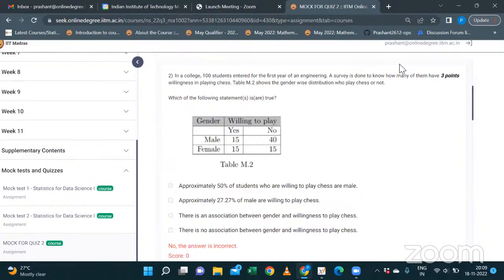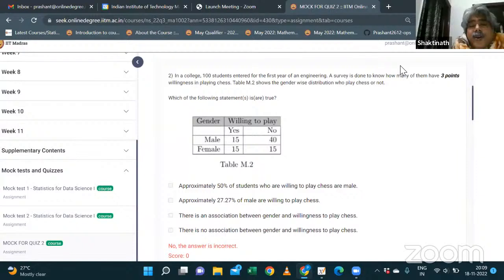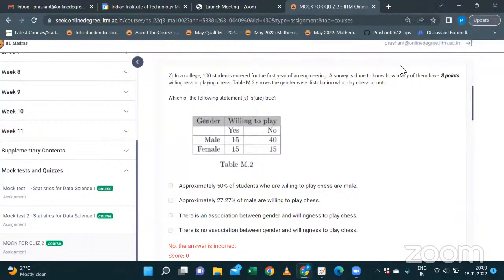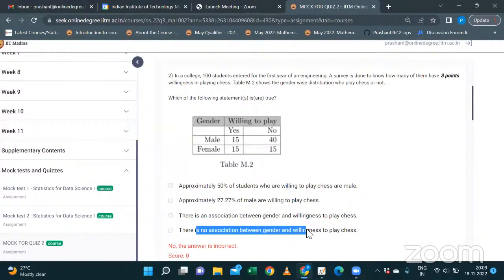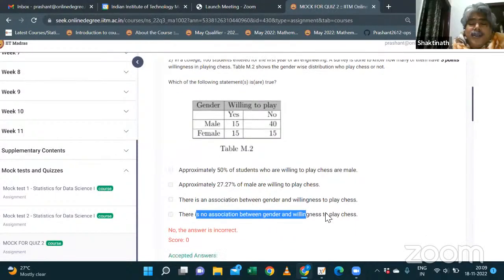Sir, one question: whether there is association or not, how do we find out? So how did you approach this question? If the row relative frequencies are different, then there is an association. Sir, I answered the other choices, but the last choice was wrong for me. There is no association, right? Yes, sir, this is not correct. Yes, there is no issue.